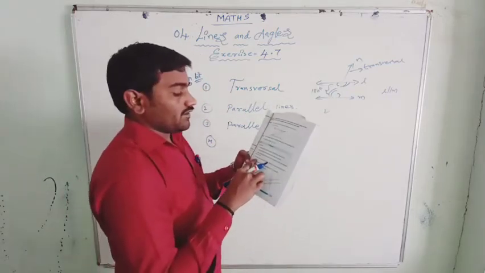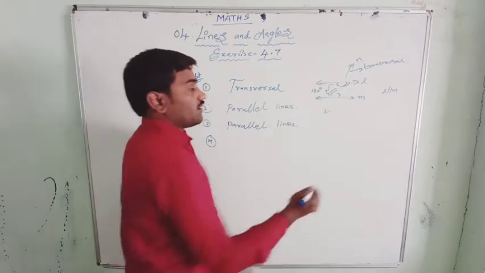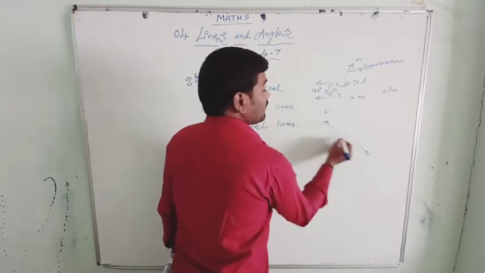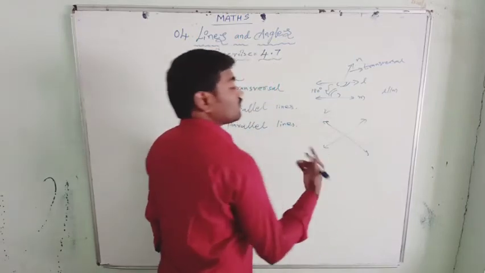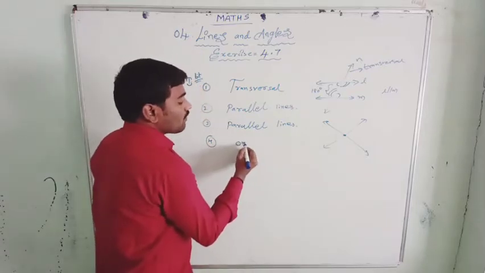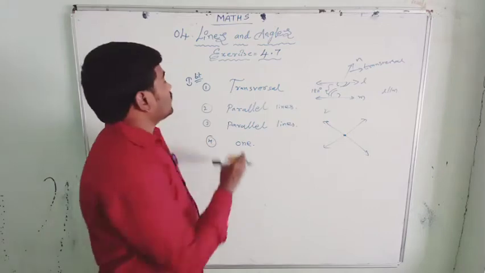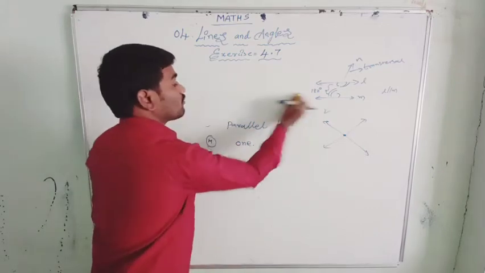See that if two lines intersect each other, then the number of common points they have: here is one line and this is one more line. If two lines are intersecting each other, they have only one common point. So I hope you understood this first bit of 4.7.